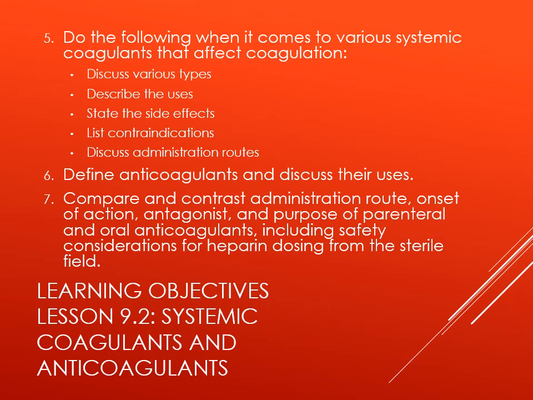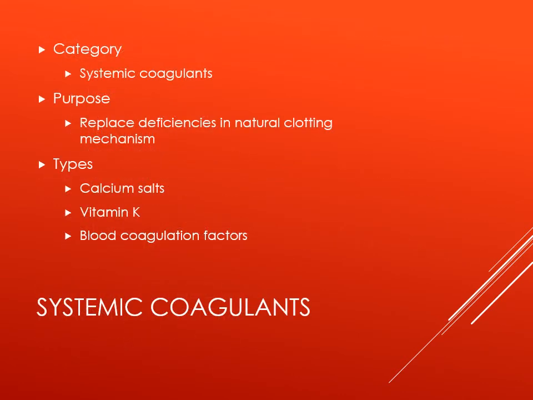So next up, we're going to talk more about systemic coagulants and anticoagulants. I talked about these being more medical as opposed to surgical, but we're still just going to cover them very quickly. These will help replace deficiencies in the natural clotting mechanism. The three types that we're going to discuss in this chapter are calcium salts, vitamin K, and blood coagulation factors.